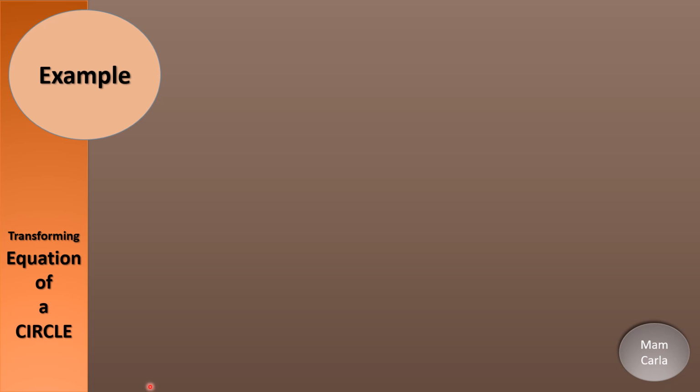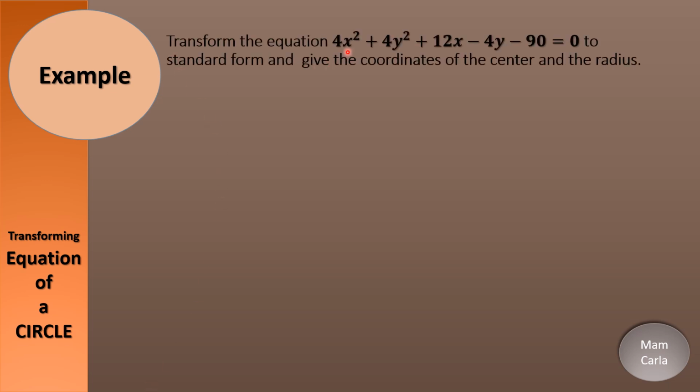Let us deal with another example. Transform the equation 4x squared plus 4y squared plus 12x minus 4y minus 90 equals 0 to standard form and give the coordinates of the center and the radius. So for the solution, firstly, we need to transfer the constant to the right side of the equation. And then, since the value of a and b is greater than 1, it means that we need to divide the entire equation by 4.